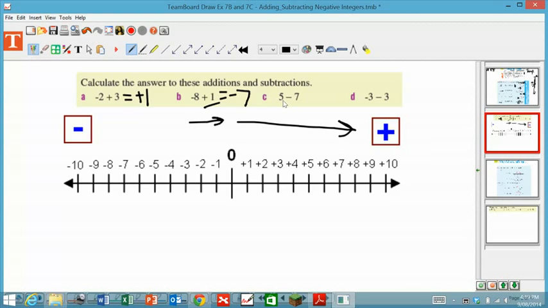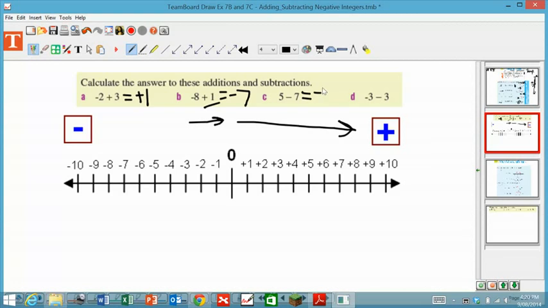Now here we start at -5 and we're going to subtract 7. Oh, sorry, we start at 5 and we subtract 7. So we start at 5 and we go 1, 2, 3, 4, 5, 6, 7. So we end up at -2. Sorry, let's get rid of all that again.